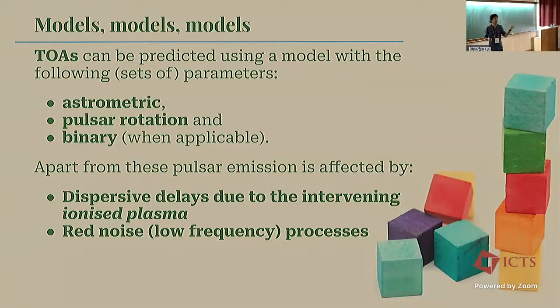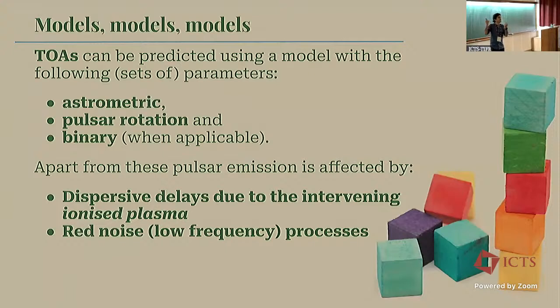You can ask the question, if it's a spinning ball of something and it has a beam pointing out of it, how fast does it rotate? How fast does that rotation change? Those are the properties of the pulsar rotation. And if it has one or more companions, how does that system operate? You can put that into a binary or a more complicated model. And that's what I mean by the binary properties of the pulsar.